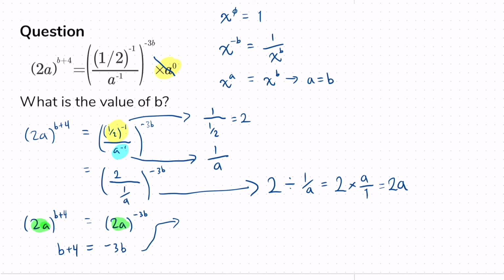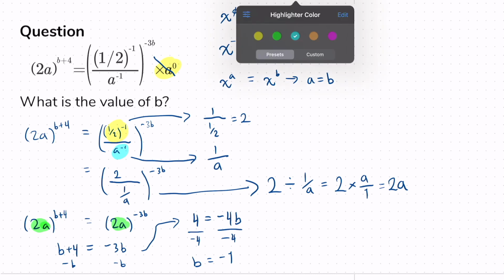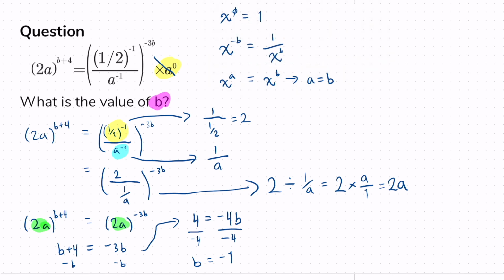Well, the first thing I want to do is get all the b's on one side, so I minus b. Leaves me with 4 equal to -3 take away 1, minus 4b. Divide both sides by -4. Move the b to the left-hand side just so it looks nicer. 4 divided by -4 is -1. So, what is the value of b? b is equal to -1.